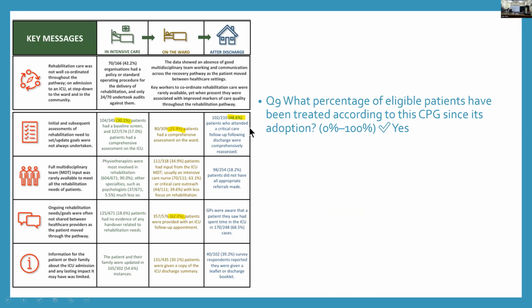The next question is, what percentage of eligible people have been treated according to this guideline since its adoption? Based on the ages, it has to be provided in 0 to 100%. But here they have actually given it in the first infographic. So they have told only 30.1% had a baseline screening. In the ward, 25.9% of patients had comprehensive assessment for rehabilitation. 48.6% were comprehensively reassessed at discharge. 62.0% were provided with the ICU follow-up appointment. So this they have given in detail based on the percentage.